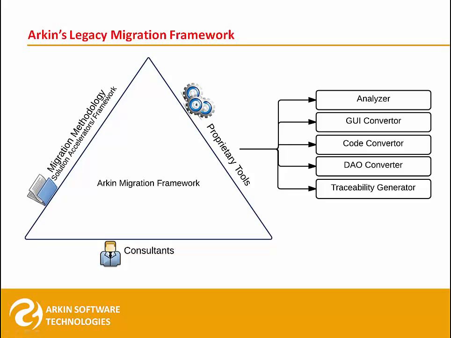Let's look at the automated tools. As you see here, it is not just one, rather a set of tools, each serving a specific purpose in the migration lifecycle. There are three converter tools. The Graphical User Interface Converter moves legacy GUI into web structure or thin client GUI with a similar look and feel. The Code Converter converts business logic of the legacy code. The DAO Converter converts SQL calls into a chosen persistence framework like Spring or JDBC or such.